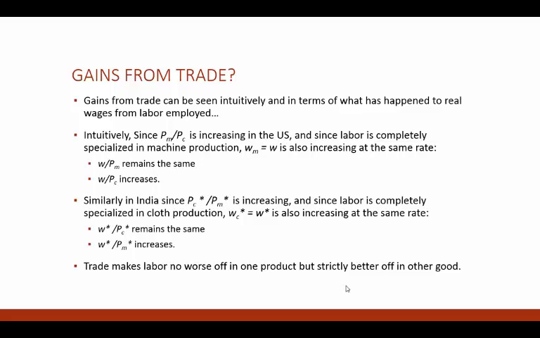However, cloth is no longer produced in the US, so W over PC is not given by the MPL anymore. However, since we know that wages have increased while the price of cloth in the US has fallen, then consumption possibilities for cloth has increased in the US than before trade. An analogous reasoning holds for India but for opposite goods. Clearly, trade makes both countries better off in terms of being no worse off in consumption possibilities for one good, but in being strictly better off in consumption possibilities for the other good.